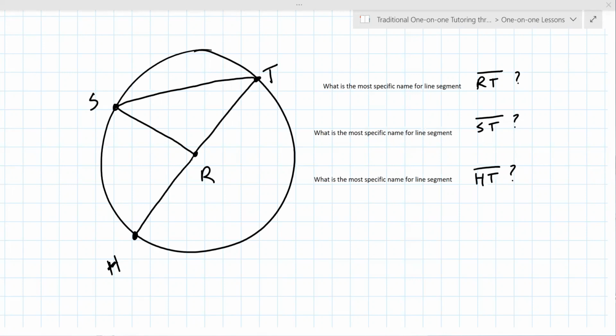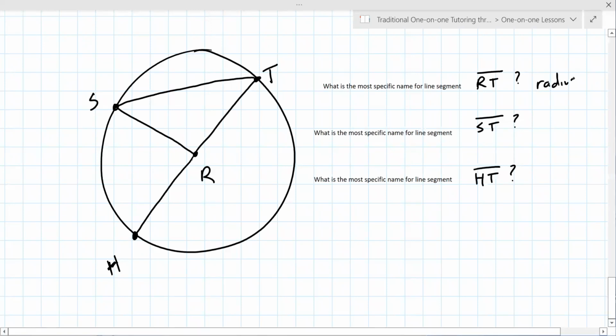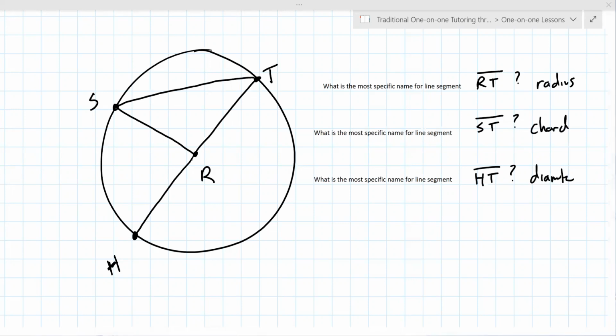I'm sorry, which one? I was looking up a worksheet to get some more problems. Which one did you say? What is RT? RT is the radius, ST is the chord, and HT is the diameter. Perfect. Excellent. Not too difficult, would you agree with me?